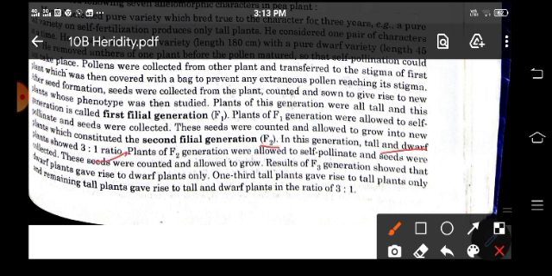Now again, plants of the F2 generation were allowed to self-pollinate and seeds were collected, and again these seeds were counted and allowed to grow. The result of the F3 generation showed that dwarf plants gave rise to dwarf plants only. 1/3 of the tall plants gave rise to tall plants only, and the remaining tall plants gave rise to tall and dwarf plants in the ratio of 3:1.